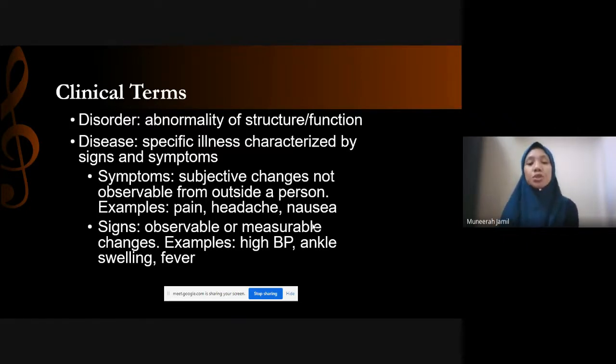For example, contoh macam high BP, you cannot say that I'm having headache. So headache is a symptom. But then when you're using the sphygmomanometer, you turn on your sphygmomanometer, then you detect your blood pressure is high. So the sphygmomanometer is an assessment tool used to elaborate the signs of high BP, right? And then ankle swelling is the same thing. From your observation, you're using your eyes. You might see that your ankles have changes when you compare right and left.